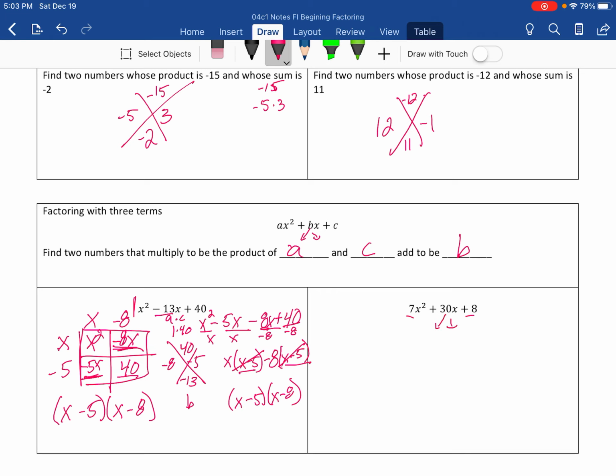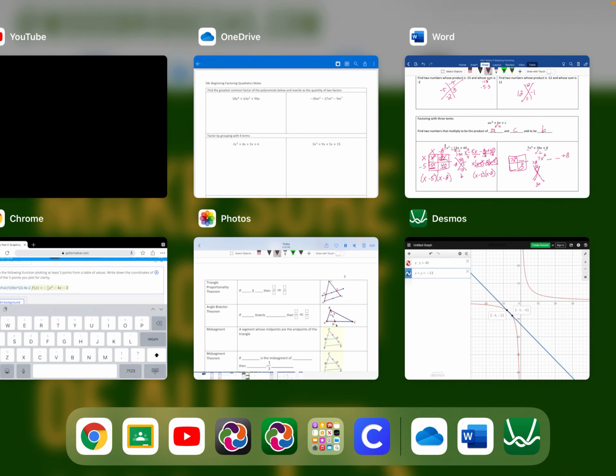We're going to try this again with this one. We need to figure out how to split our middle. This is going to be 7x squared plus something plus 8. Or in your box, you're going to have your 7x squared and your 8 here. What you need to figure out is what goes in those two boxes so you can factor. And so we're going to look for two numbers, and we're going to continue to do this next class. They have to multiply to be 7 times 8, A times C, and they have to add to be my B term, which is 30. So they have to multiply to be 56 and add to be 30.